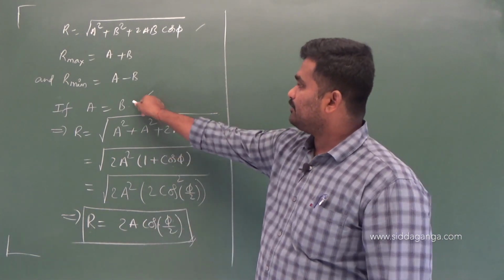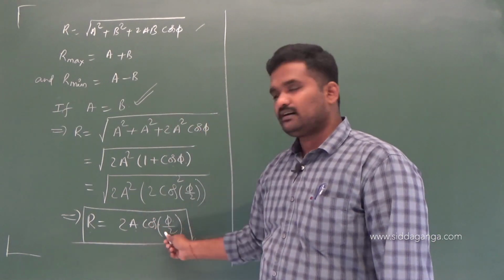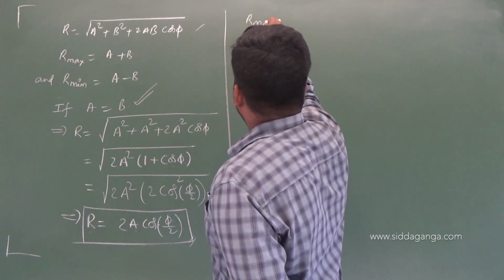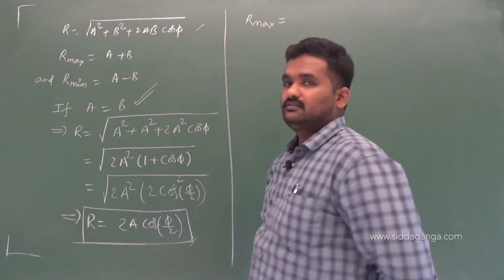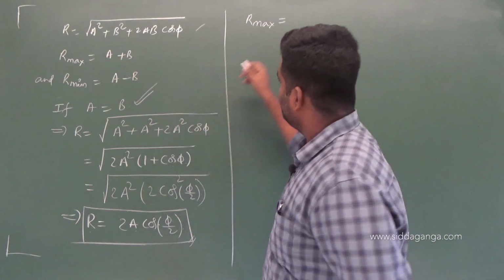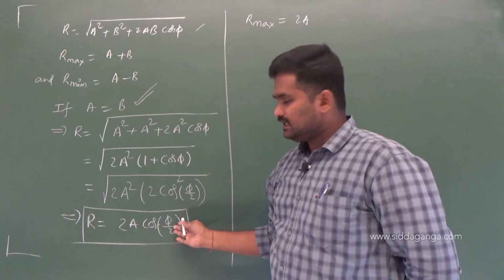If the amplitudes are equal, then the resultant is given by 2a cos phi by 2. Here what happens to R maximum, tell me now? R maximum will become A plus B, and A and A are equal, so it will be equal to 2a. Or else you can substitute in this formula itself.